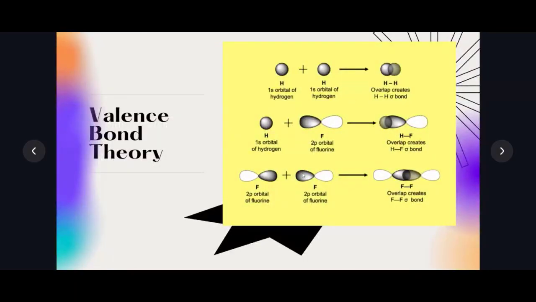We're going to talk about the different bonding theories. The first theory we're going to go over is the valence bond theory, and essentially it's the overlapping of the orbitals. So the first example I have is that the H and the H kind of overlap to make the HH sigma bond. The second one is the HF. So you see that they overlap to create the HF sigma bond, and then those p orbitals in the F overlap to create the FF sigma bond.